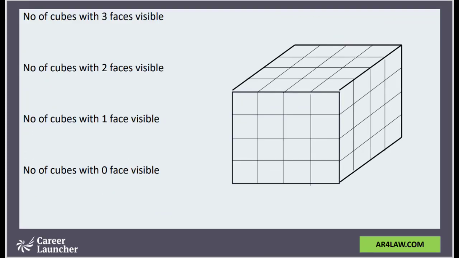Now here I have again taken a cube of side 4 centimeter, and now we are going to count how many smaller cubes are there which have 3 faces visible, the smaller cubes with 2 faces visible, with 1, and then with 0. And also keep in mind the total number of cubes we have is 64.